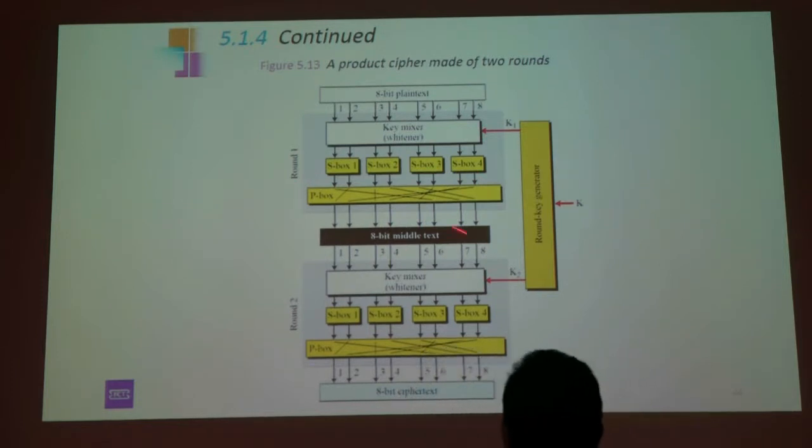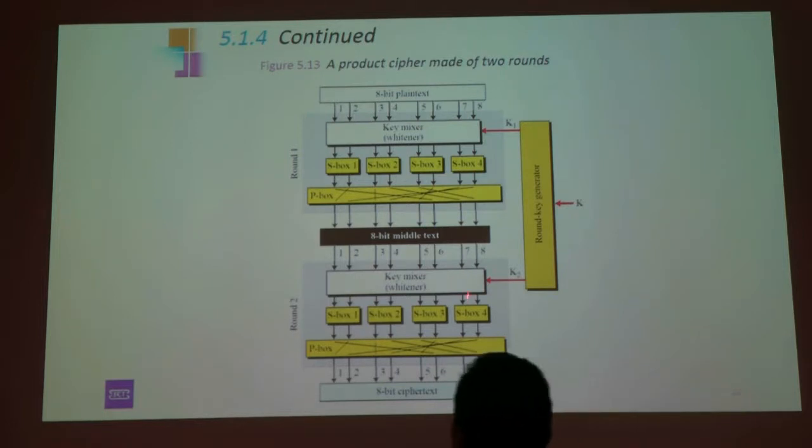Now, the output of the round is a middle data called the 8-bit middle text. We pass it to the key mixer, which is the white one. Again, we have 4 S boxes, and then it goes to the permutation box. Round 2. So it's like a blender, gives you output, another blender, gives you output, and this is the 8-bit ciphertext. If you look at the input plain text and the output ciphertext, it will be completely different.